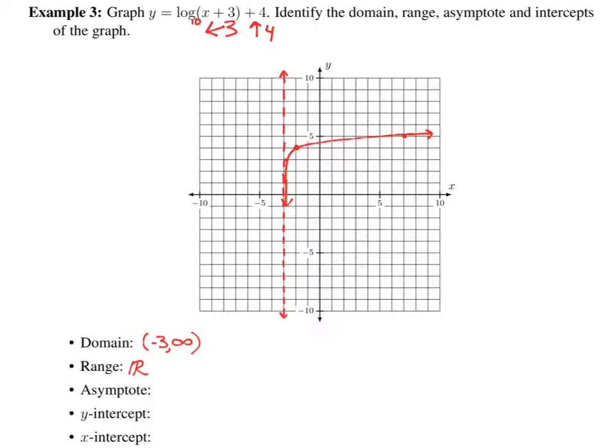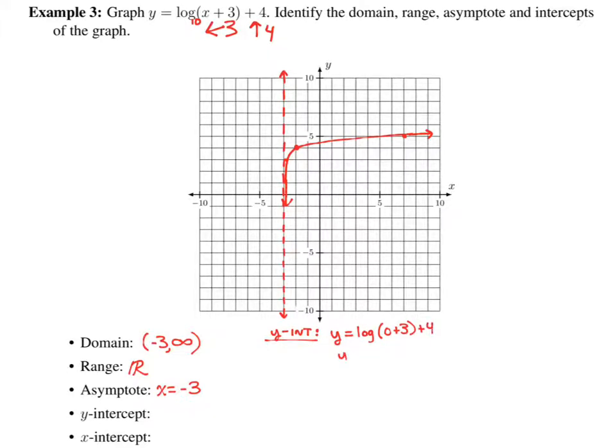Now there's that asymptote there at -3, so we've got the line x equals -3. The y-intercept, this one has one, you can see, and it's not going to be at a nice spot. It's going to be at 4 and ugly. So let's go ahead and make 0 for x. So y equals log of 0 plus 3 plus 4.